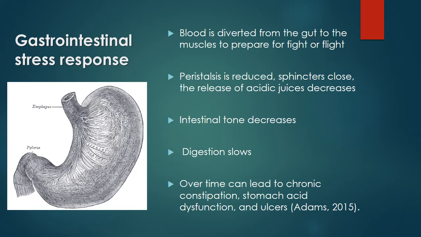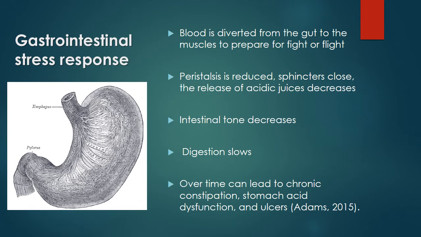Gastrointestinal stress response. When the body's feeling stressed, it starts to prioritize. The GI system is one of the first things that the body says, okay, we don't need to be sending blood here right now. We need to prioritize and send it out to the muscles. So blood is diverted from the gut out into the muscles to prepare for a fight or flight situation.